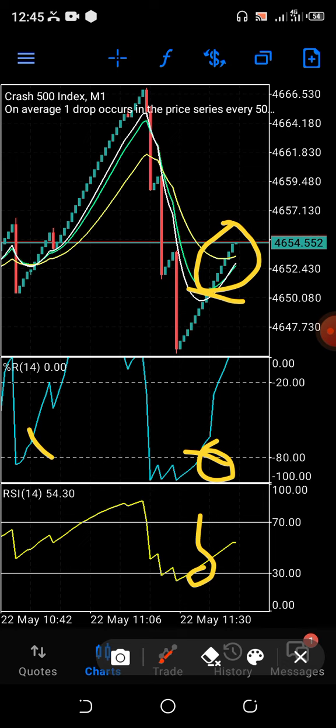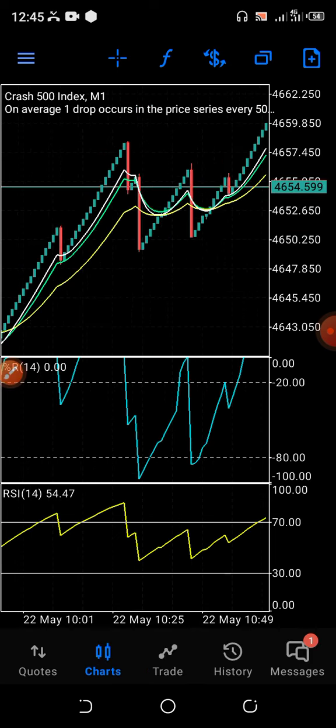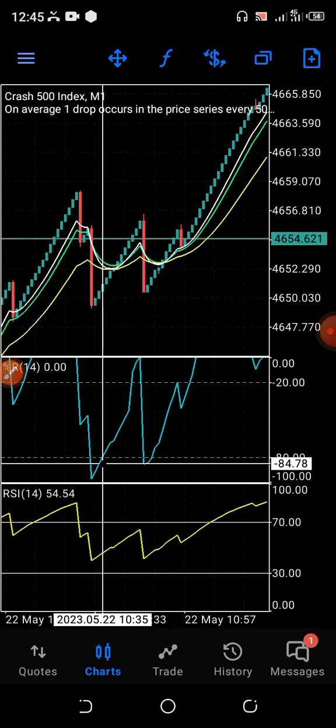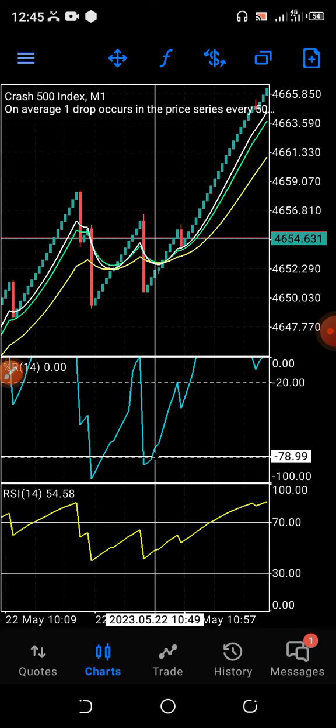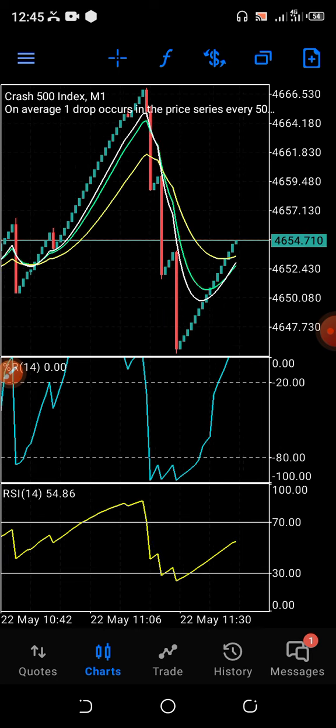Look at it. Let's just do a little backtest for you to see. Keep your eyes on this place and see what I'm telling you. Anytime this thing crosses over to this place, see if you don't have like 3 to 5 candles before any spike comes. That is what I'm showing you.